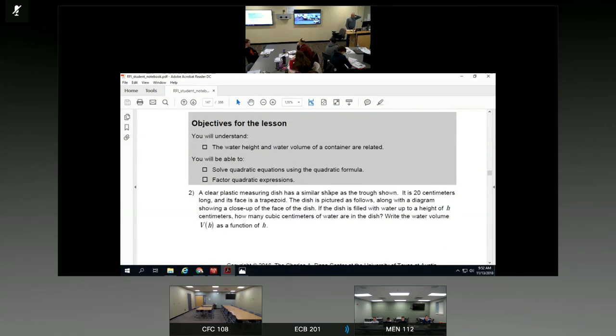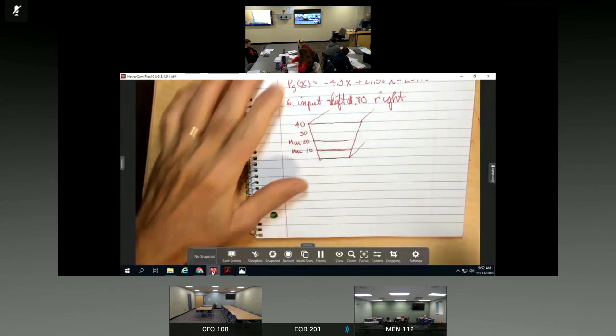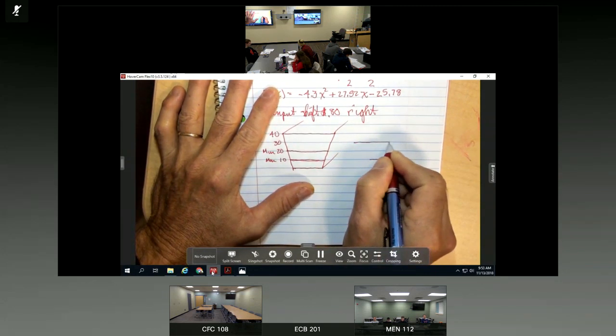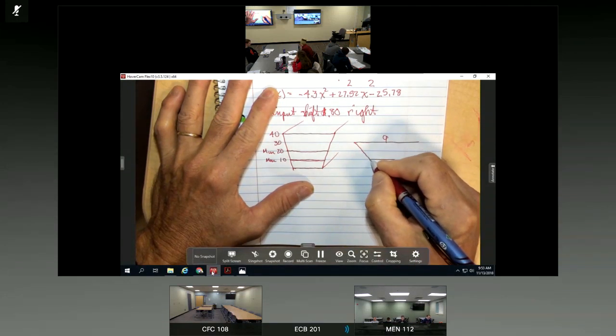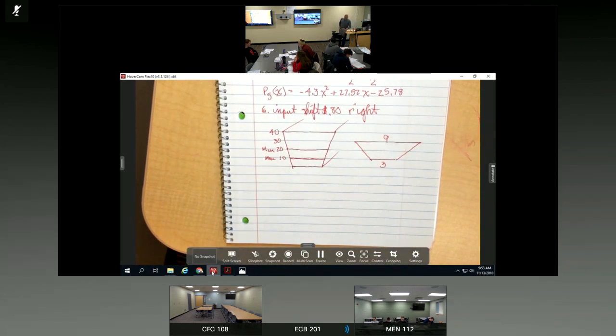A clear plastic measuring dish has a similar shape as a trough. It's 20 centimeters long. Its face is a trapezoid. The dish is pictured in the following diagram. And so here it is, 20 centimeters long, 3 centimeters at the bottom, 9 centimeters at the top. Did it also say 3 centimeters high? Can't remember. Yeah, 3 centimeters. It said it, but they didn't draw it, did they?